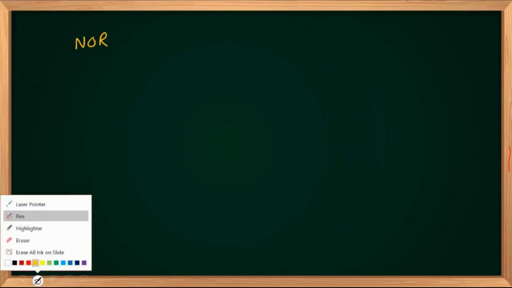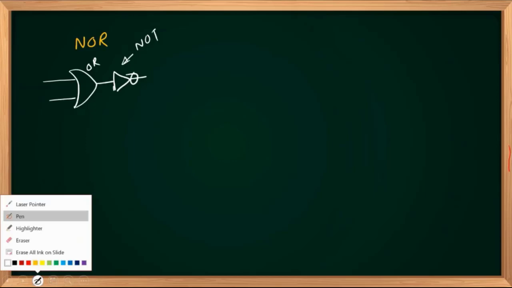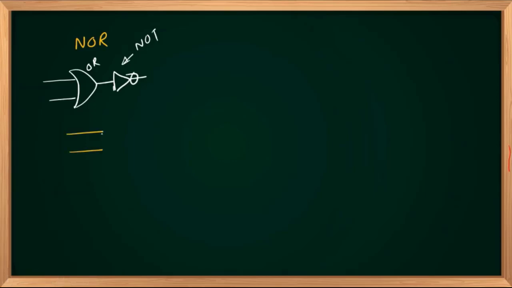So the next one is the NOR gate. Okay? NOR gate is nothing but a NOT gate placed after the output of an OR gate. So this is nothing but NOR gate, right? This is the NOT gate or inverter, and this is nothing but OR. So the simplified symbol of this is nothing but an OR gate with a bubble at the output. Okay, correct?